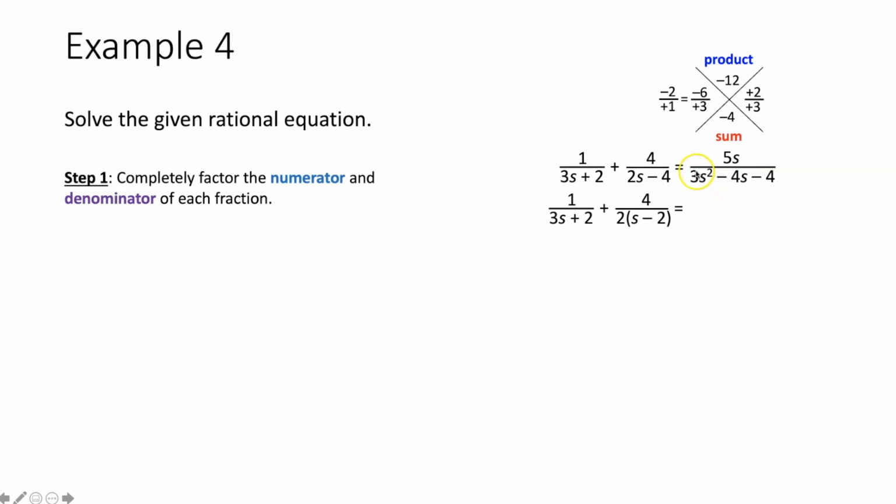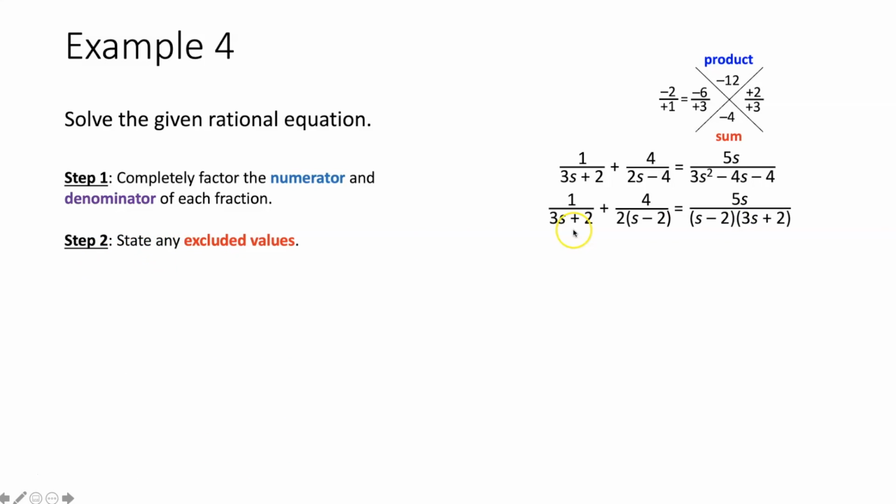So now we can write our factored form as two sets of parentheses going bottoms up. We start with this over here. We go 1s minus 2 in the first set of parentheses. In the second set of parentheses, it's going to be 3s plus 2. Now we have completely factored the numerator and denominator of each fraction, so we can move on to the second step, which is to state any excluded values.